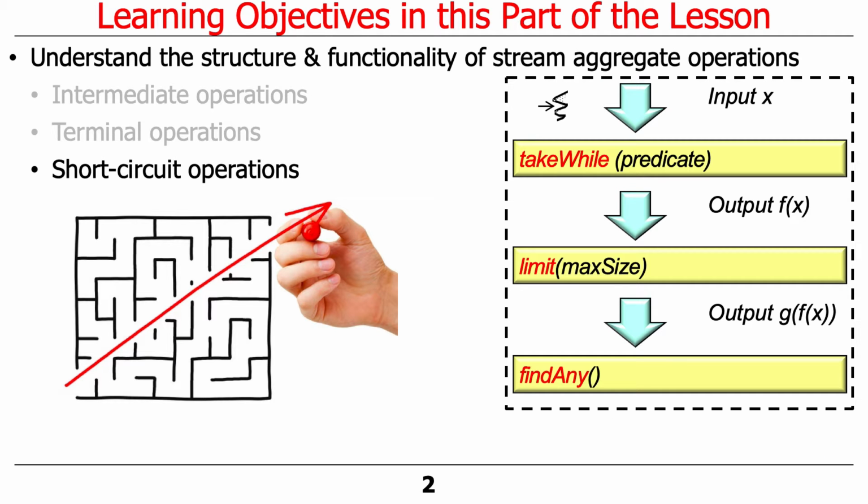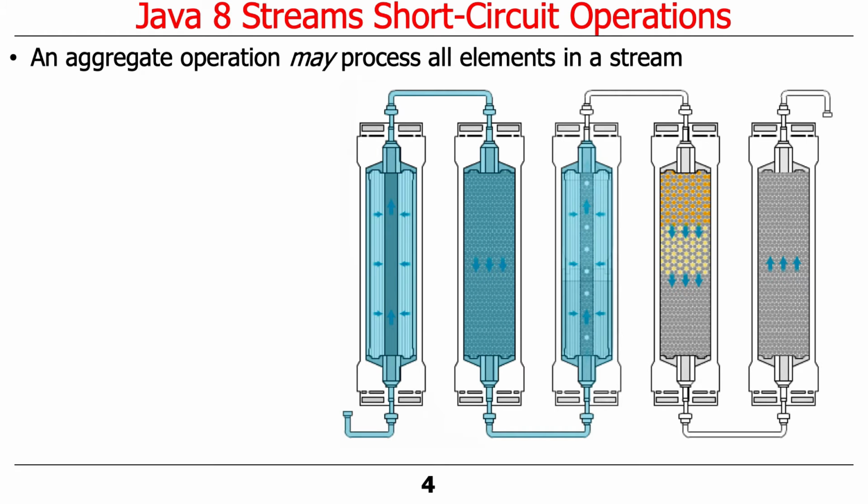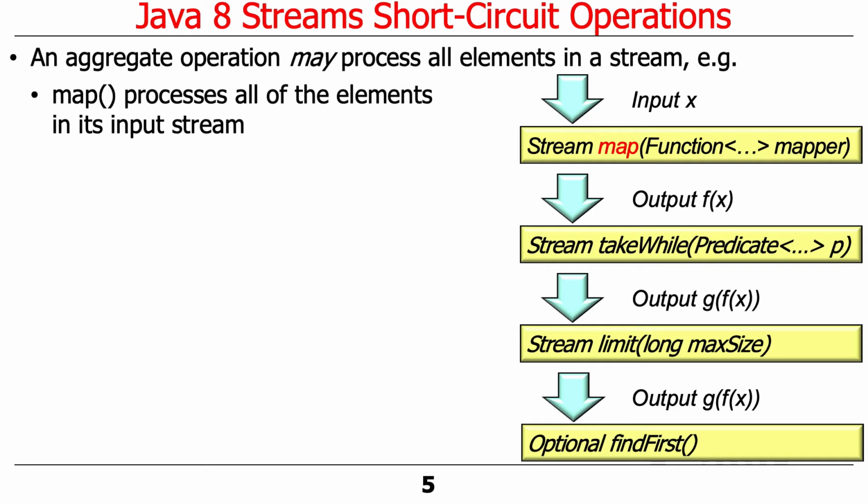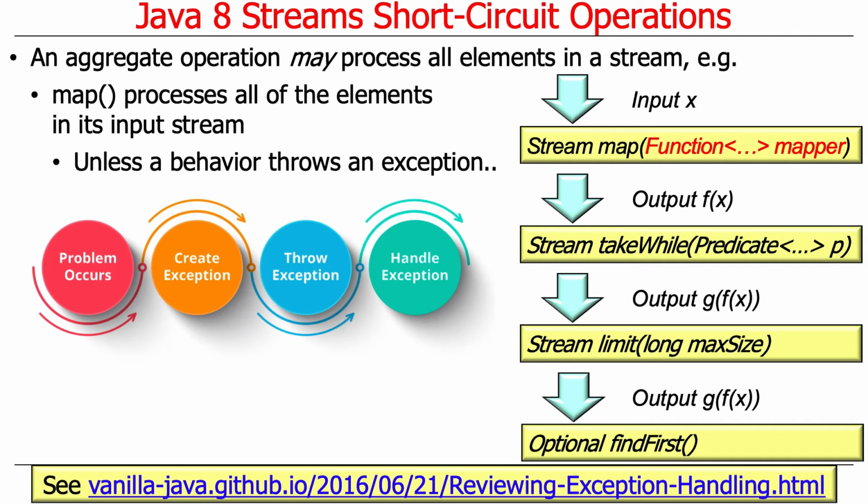And we'll see that there's a number of short circuit operations, both intermediate operations that short circuit and terminal operations that short circuit. And so it's useful to understand their role and what they do. So generally speaking, aggregate operations process all of the elements in a stream. So everything that flows through is processed by the aggregate operations. For example, map will process all of the elements in its input stream unless a behavior throws an exception. If the mapper that's passed into the map function, for example, throws an exception, then of course, unless that exception is caught inside the mapper function, it'll percolate out and shut down the stream. That's not too common, but it's certainly possible.